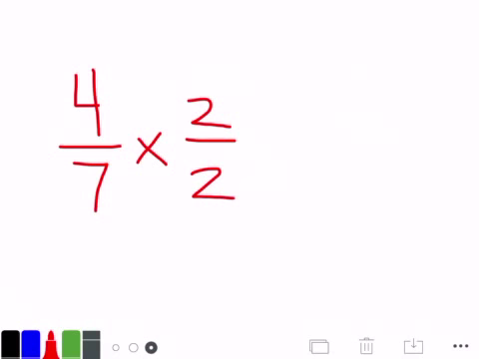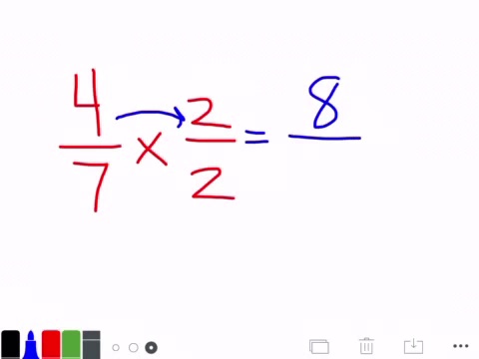This time we'll do a rare fraction. Let's use 4/7 times the whole number 1, but in this case I'm not going to even write the 1 in. I'm just going to use 2/2, because that is the same as the whole number 1. Multiply the numerators, 4 times 2 equals 8. Multiply the denominators, 7 times 2, that would be 14. 4/7 is in fact equal or equivalent to 8/14.